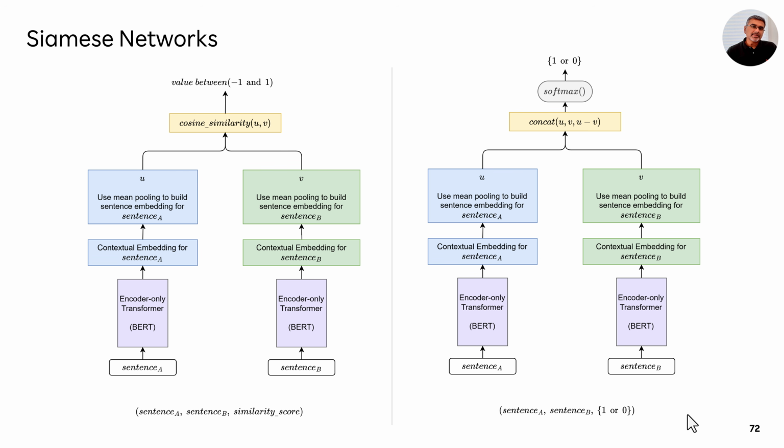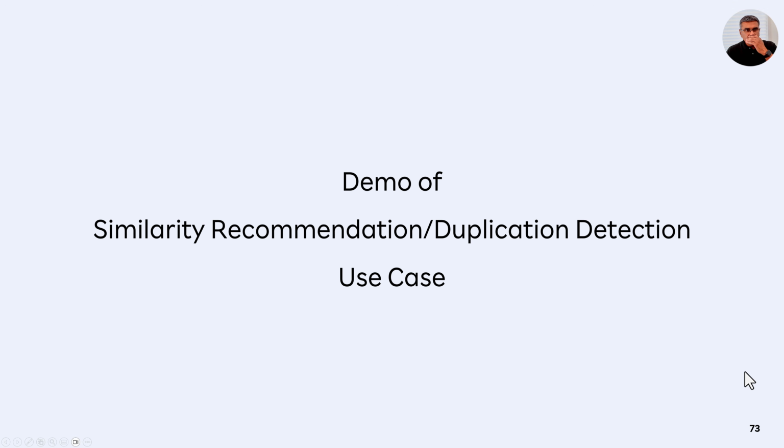So this is called a sentence transformer, and what it produces is, given two sentences, it will tell you how similar or dissimilar they are if you're using a fine-grained strategy like cosine similarity, or it will give you a binary output: they are similar or they are not similar. Okay. Now let's see a demo of how you would go and build this.